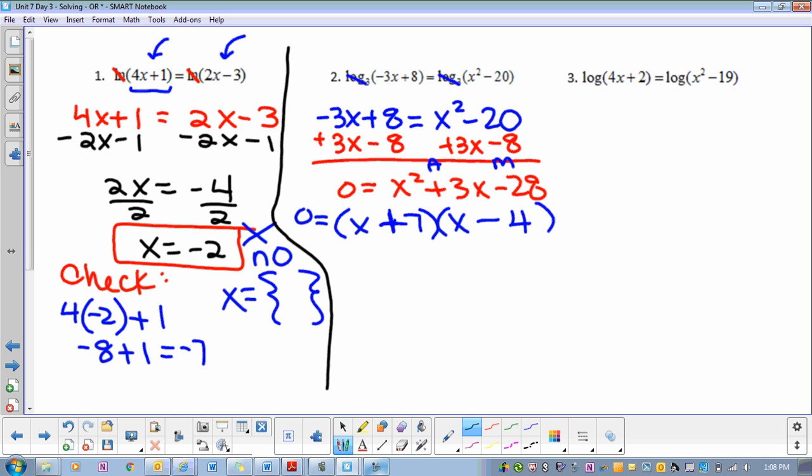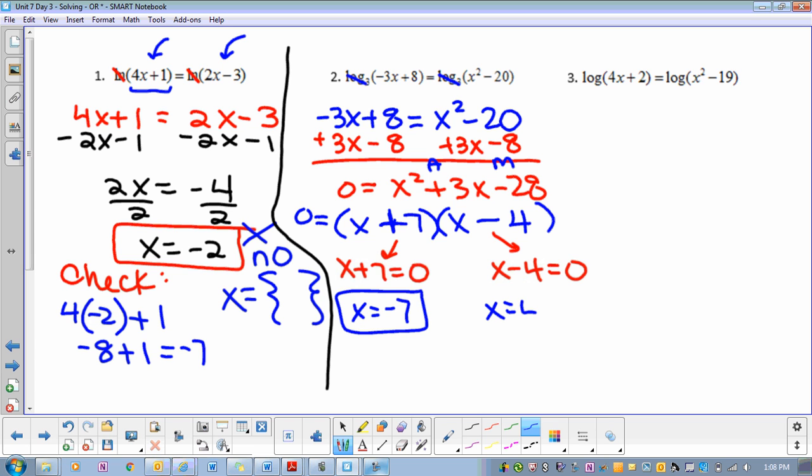Since you have two factors that are equal to 0, you need to make both of them equal to 0 and solve for each of the x's. So mini equations, right? X plus 7 equals 0. X minus 4 equals 0. So you have x equals -7. And you have x equals 4. Okay?